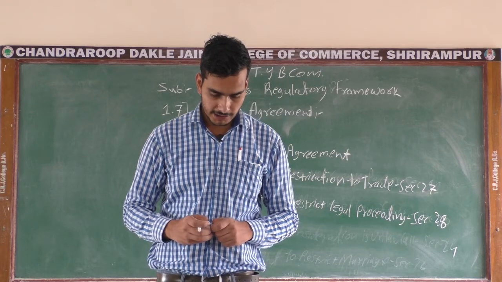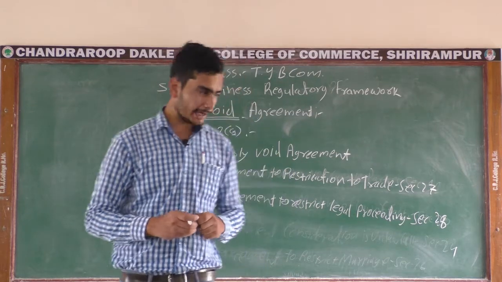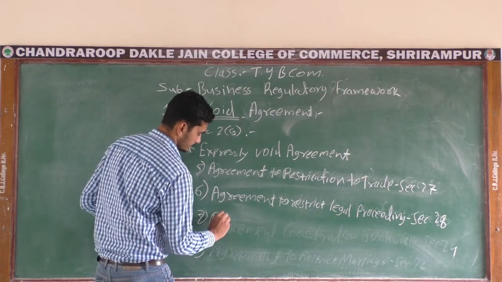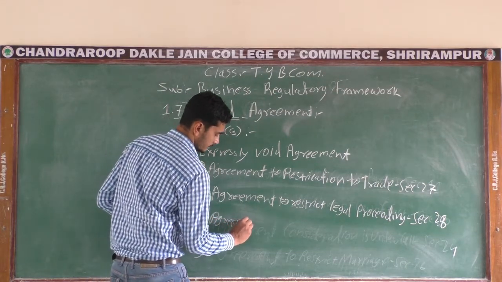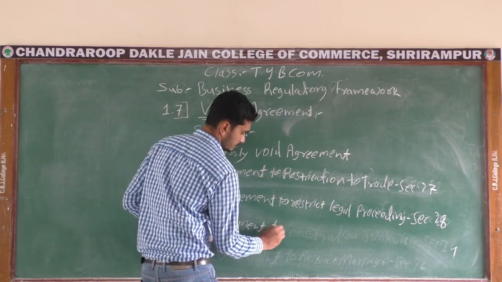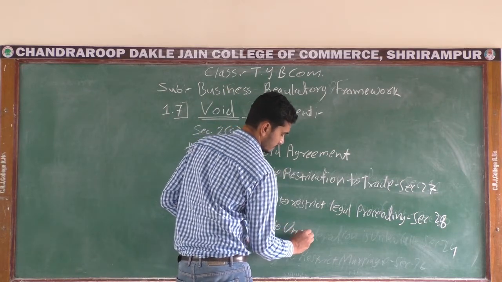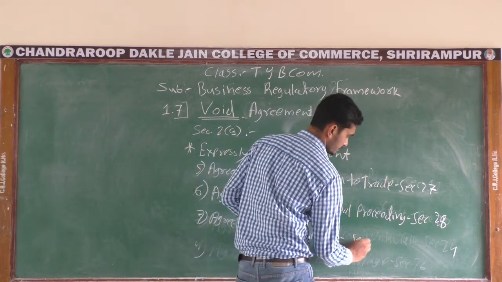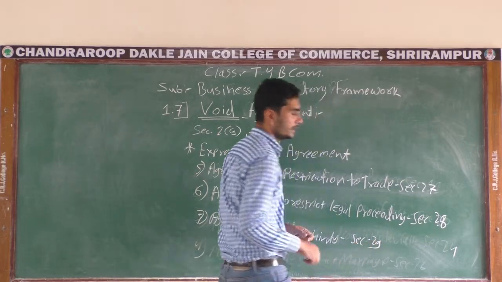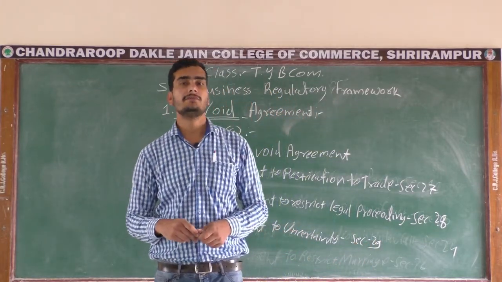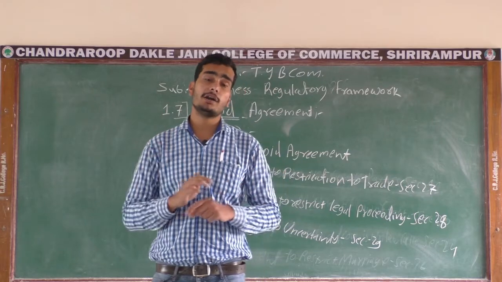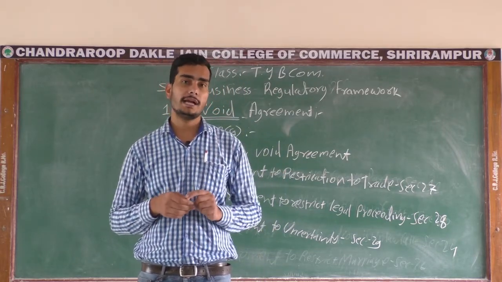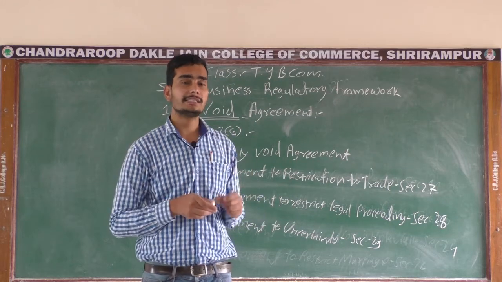under section 29, void for uncertainty, the agreement for uncertainty. Under section 29, any type of agreement which is based totally on uncertainty or any unpredictable course of action is not considered a valid agreement, it is considered a void agreement.